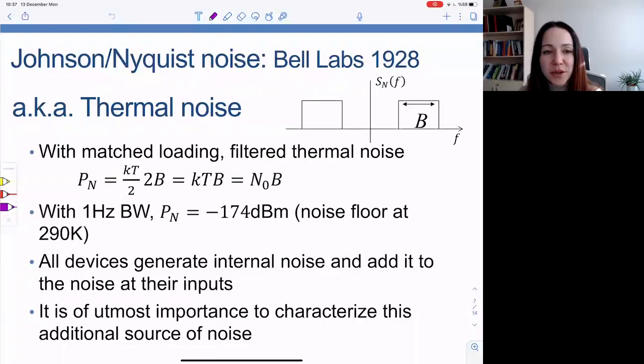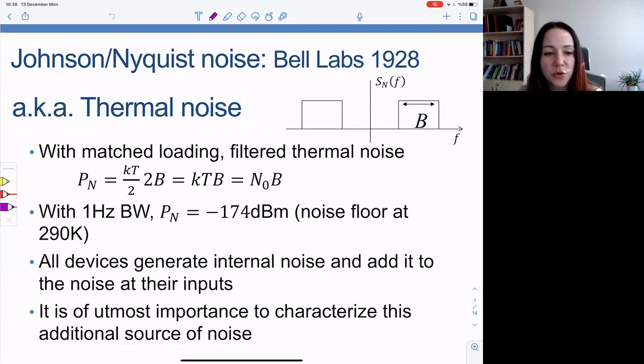So let's talk a little bit about amplifier noise in our receivers. The Johnson-Nyquist noise, in other words, thermal noise, was defined as early as the 1920s as filtered thermal noise, which has a filtered wide power spectral density that looks as in the figure.